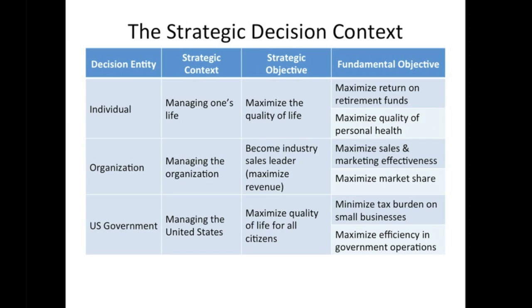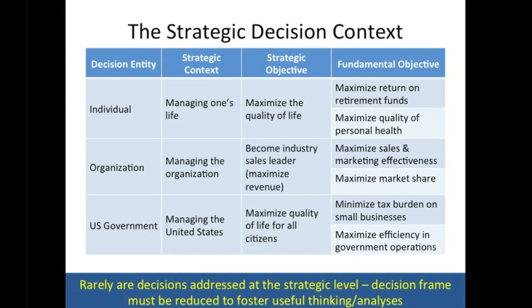You don't have to be the CEO of a corporation to have strategic objectives. Everyone has them. Here's some examples of several strategic decision contexts, ranging from you as an individual trying to manage your life to the U.S. government trying to manage an entire country like the USA. One important point to be made here, strategic objectives rather, guide lower-level decision-making processes. Even though it's important to make them explicit, strategic objectives are rarely addressed at this level. They need to be scoped down to more specifics in order to foster useful decision analysis.